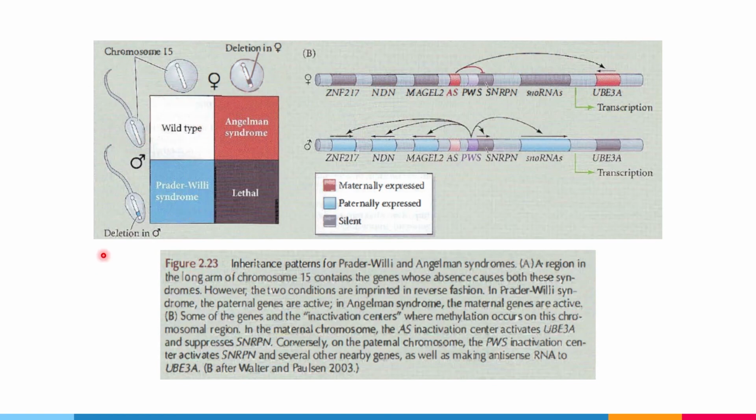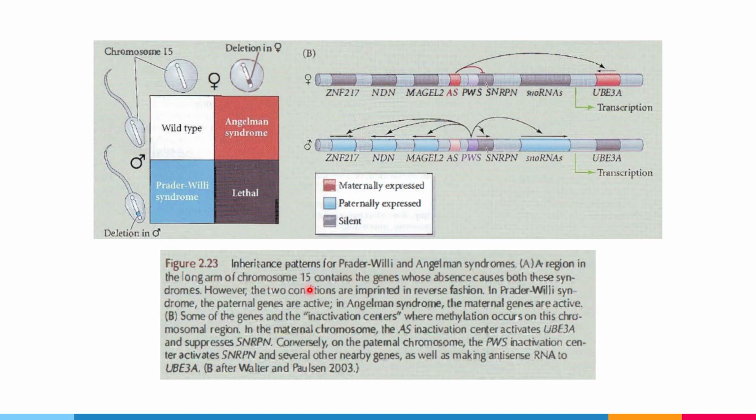And if both of them are deleted, so there is a deletion in the maternal copy and a deletion in the paternal copy, then the embryo will have a lethal mutation and it won't survive. Thus, these are the inheritance patterns of the Prader-Willi and the Angelman syndromes.